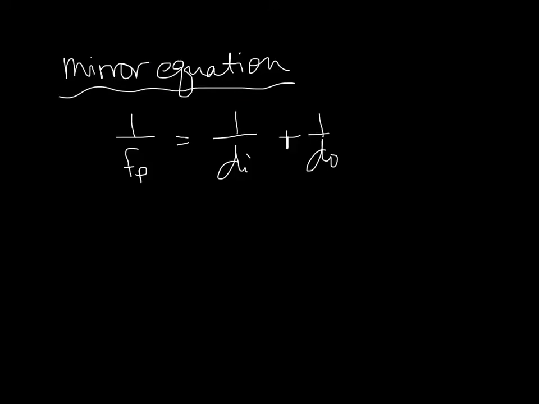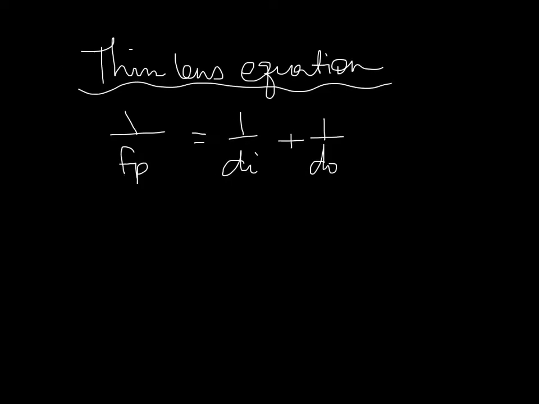Remember our mirror equation? 1 over the focal point is equal to 1 over di plus 1 over do, the image distance and the object distance. Well, guess what? We don't call it the mirror equation anymore. Instead, now we call it the thin lens equation. Ta-da! But look, it's the same equation. How about that?